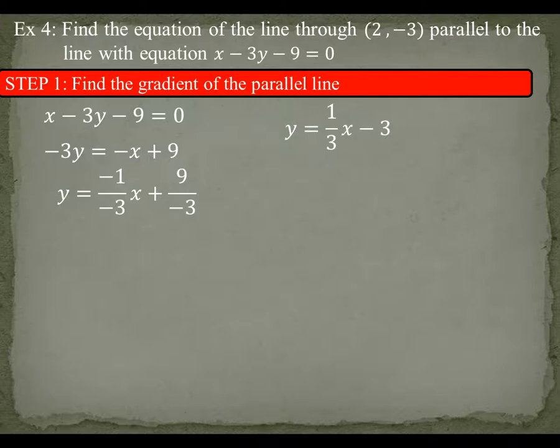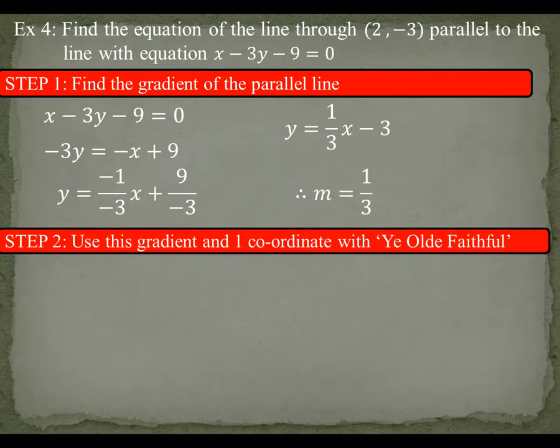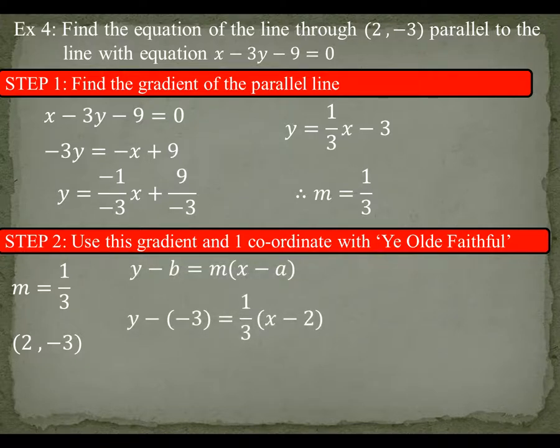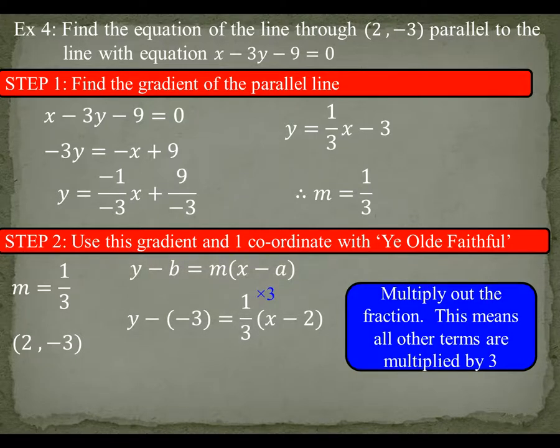At this point, it comes out as y equals 1/3 x minus 3. So therefore, the gradient of the new line that they want us to find is 1/3 as well. So use this gradient and one coordinate with y minus b equals m(x minus a). So you sub in the 1/3 and the (2, -3) into that formula. Watch for double negatives. Again, I would multiply the fraction out, given that we aren't being asked to do anything in the context of Higher.